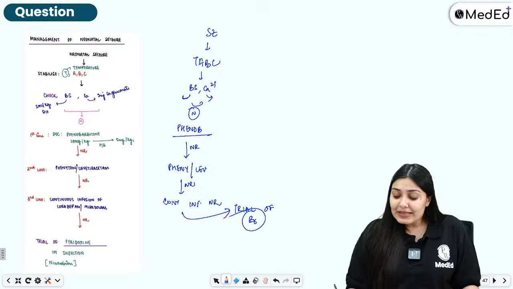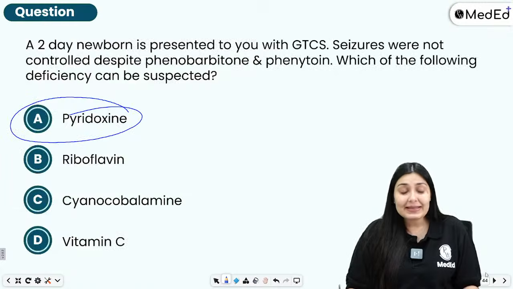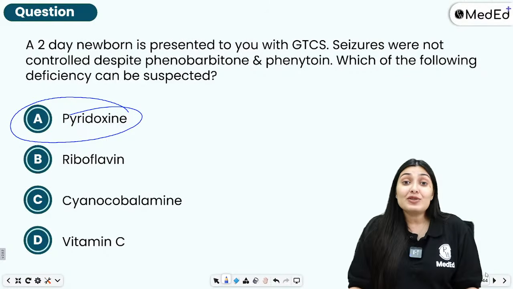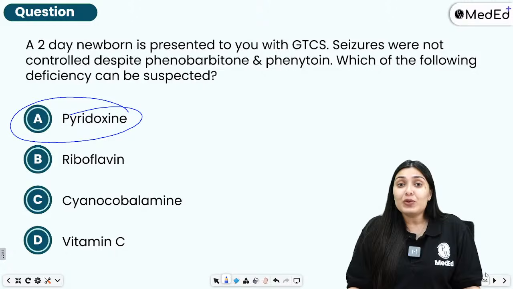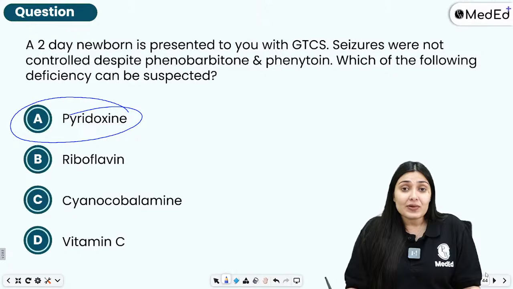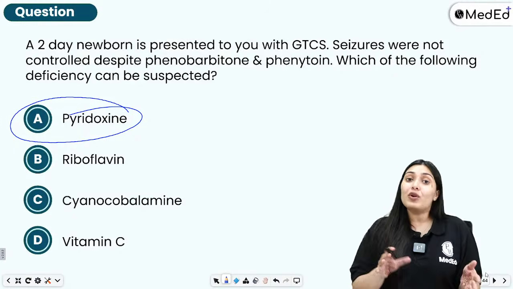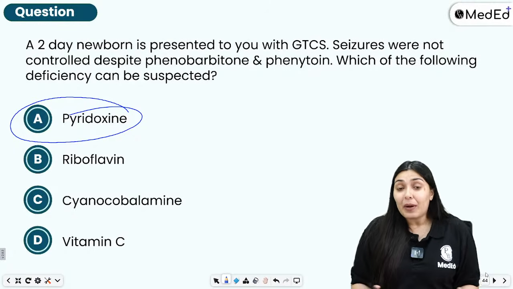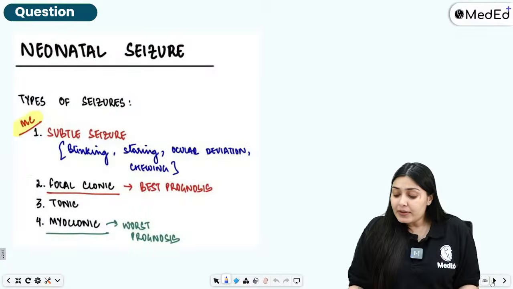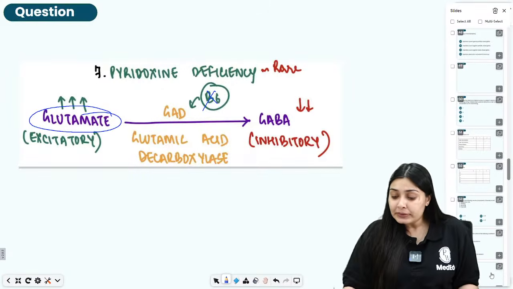Right? So this completes this question. This was the basics of neonatal seizures, how you're going to manage it, and which vitamin is notoriously known to cause neonatal seizures. It's B6, pyridoxine. And why neonatal seizures are happening, we also discussed that: the pathway, glutamate to GABA. Right? Let's move to the next question.